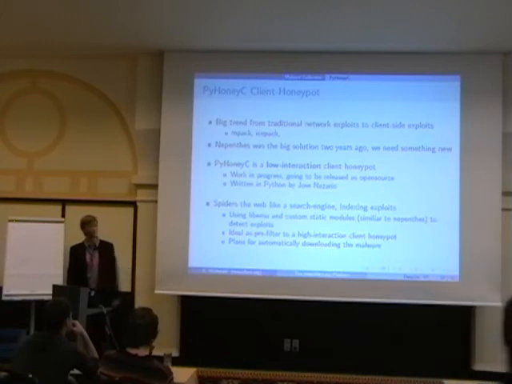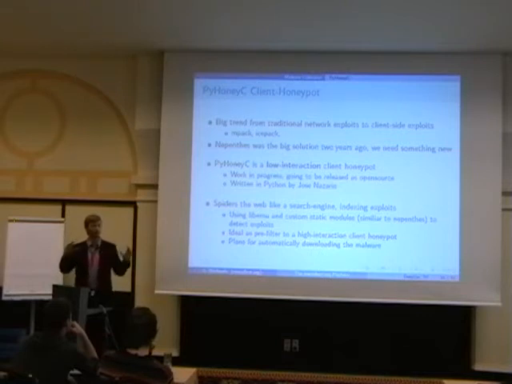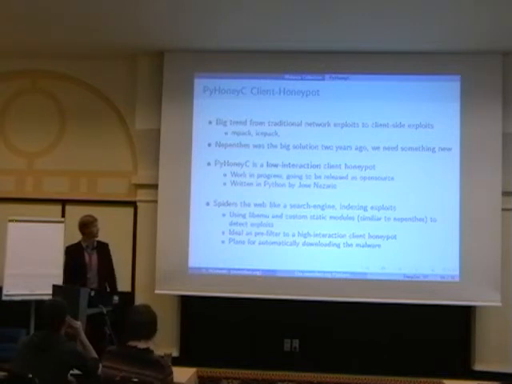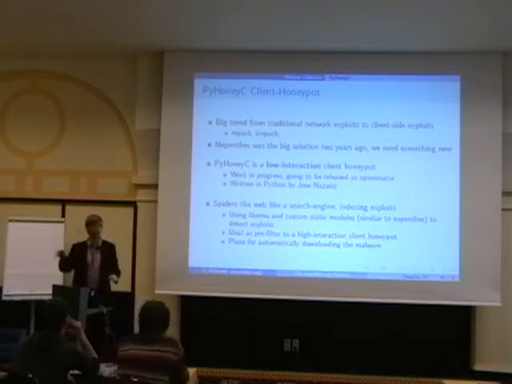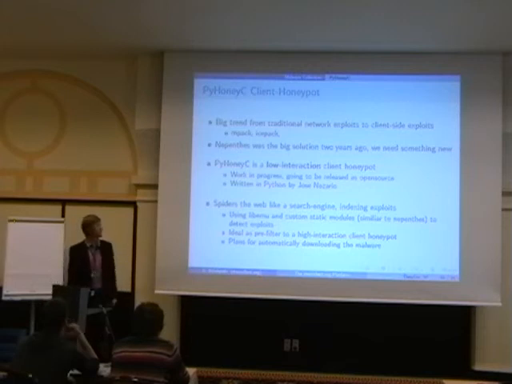So nepenthes was cool like 2 years ago, where everything spread through DCOM, and nowadays we need to actually find the exploits. So the attacking hosts aren't coming to us anymore. They're not knocking at our door and saying, I want to attack you. Instead, we have to spider the web and find a malicious website. And this is what this software does. It's not released yet because there's still some work in progress being done on it. It's written in Python, mainly by Jose Nazario, who is working for Arbor Networks, and we're collaborating on this.